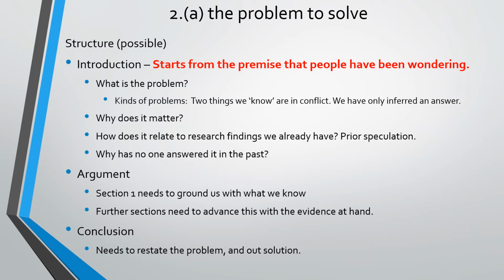We have two kinds of problem. The first is two things we know are in conflict. So for example, we might say academics have proven in the 1500s it's harder to get credit. The rules for attaining credit are more strict. On the other hand, they have also proven that credit is used more frequently in that same time period. And so those two things we know seem to be in conflict.